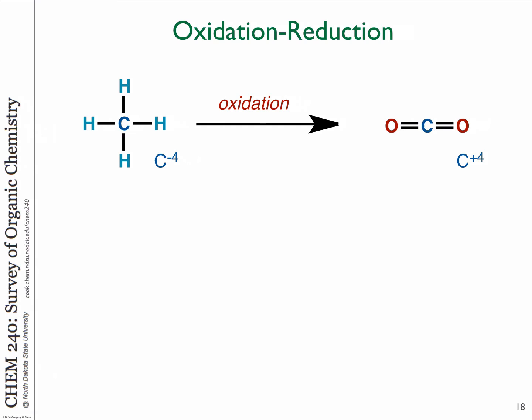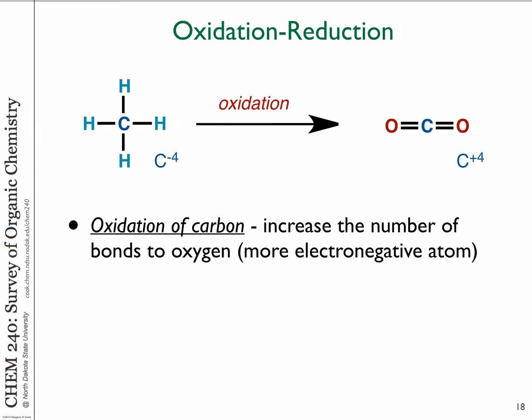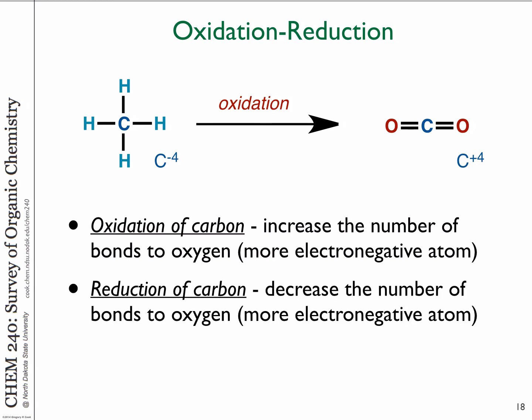But again, because it's covalently bonded and the electrons are shared, it's harder to talk about oxidation reduction. So we define it a little bit differently. We talk about the oxidation of carbon as increasing the number of bonds to a more electronegative atom, typically oxygen, but it could be other atoms. When we think about what is a more or less oxidized form of carbon, the more bonds to oxygen, the higher oxidation state it is. The fewer bonds to oxygen, comparing molecules, the less oxidized, or the more reduced it is.